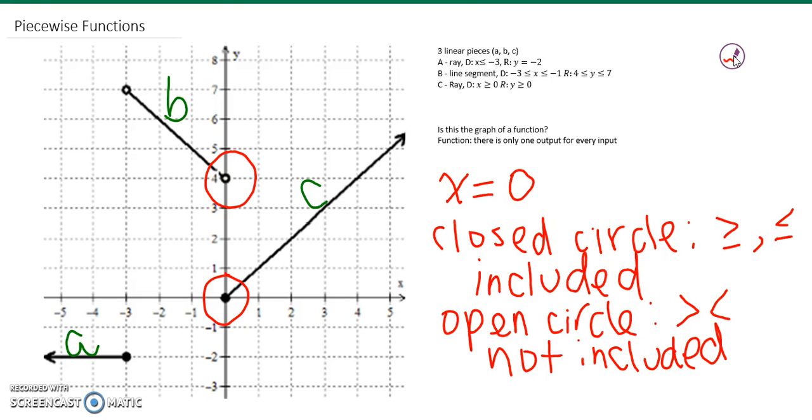We use an open circle to show that all the points in between and up until the x value of 0 and x value of -3 are included, except for x equals 0 and x equals -3.